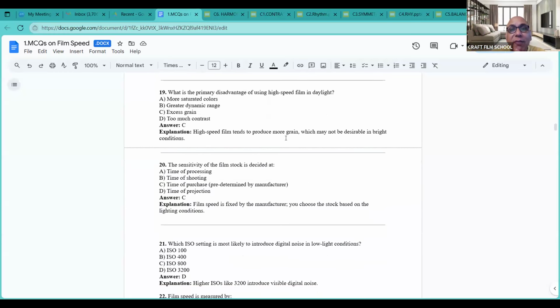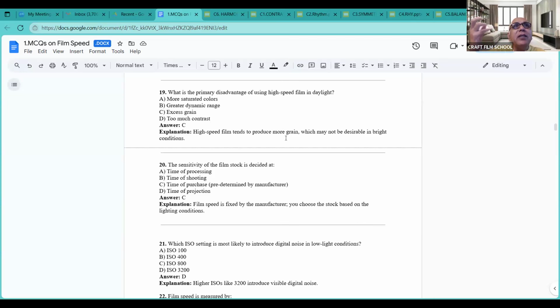So what is the primary disadvantage of using high speed film in daylight? High speed film is supposed to be used in low light conditions, but I can use a 400 ASA film in daylight. Nobody can stop me. More saturated colors? No. Greater dynamic range? It has nothing to do with it. Excess grain, yes. That is the inherent property of a high speed film, whether I use it in daylight or in low light.